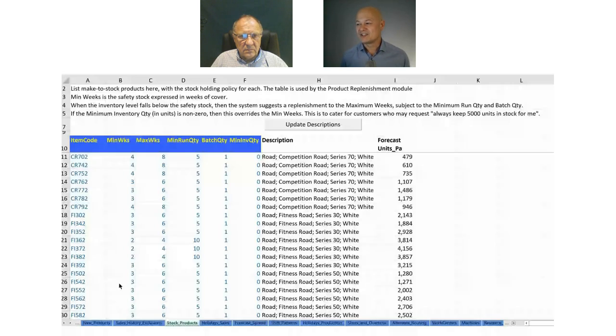So you can see some of the settings that we're going to be putting in that are going to be really critical to how effective finished goods stock is at buffering uncertainty and providing availability for the customer. So here we've got all of the different item codes, and we're allocating them a min in weeks and a max in weeks, together with some batch and run quantities, and maybe some override for particular customers who expect us to keep a certain number of finished goods units in stock.